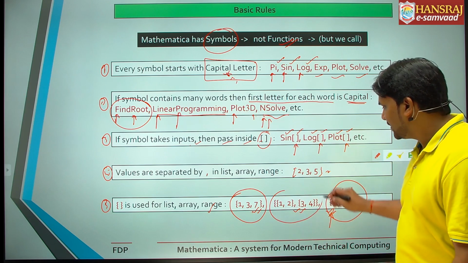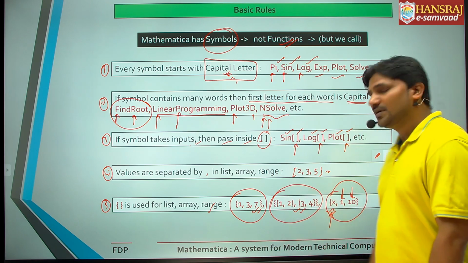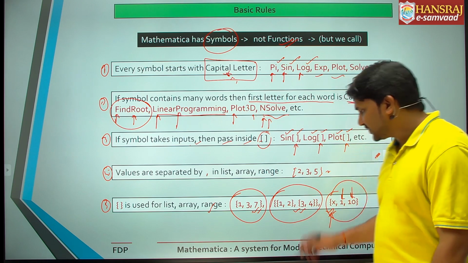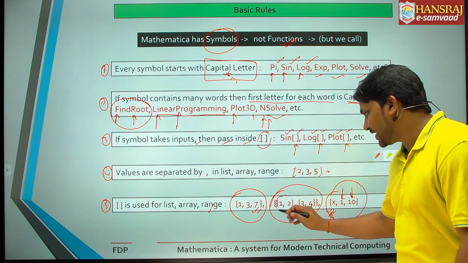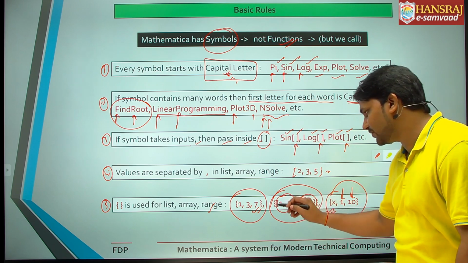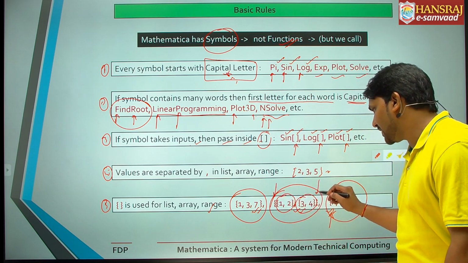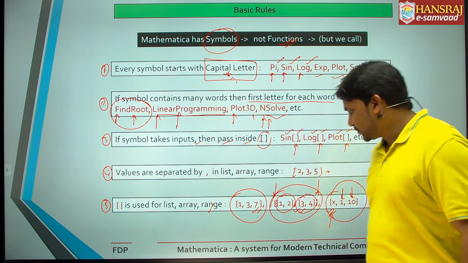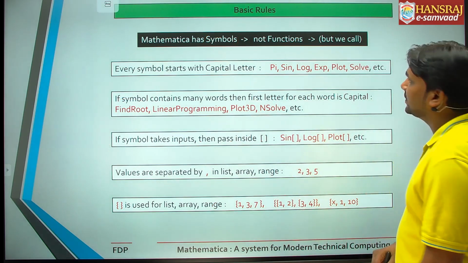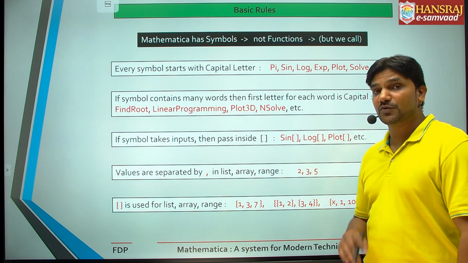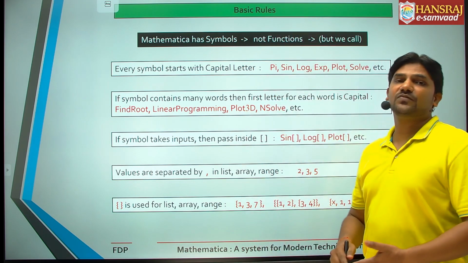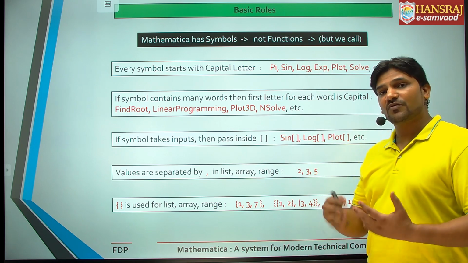Another is the two-dimensional list, which is also known as the matrix, right? So you need to write the first list first, then comma, the second list second, and then you will put another curly bracket to make your 2D list. So these were the basic rules you need to follow, and if you understand the basic rules correctly, then you will do your work efficiently.